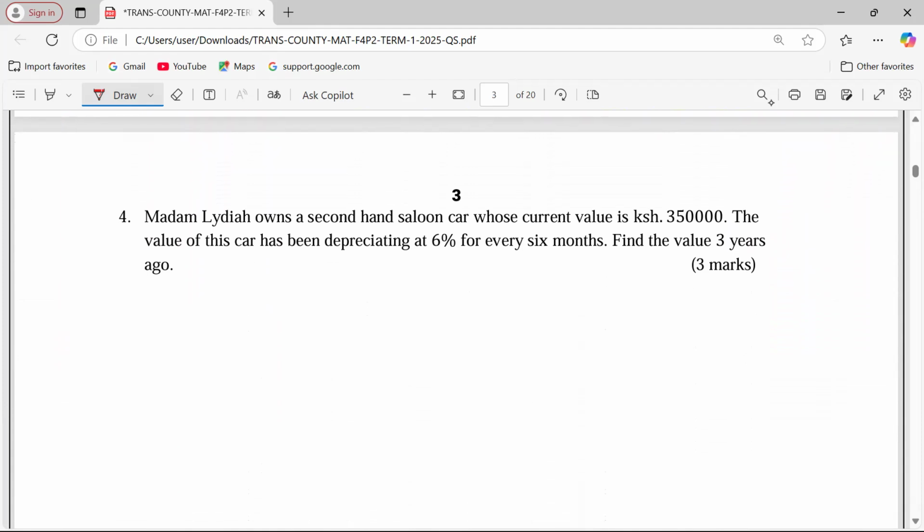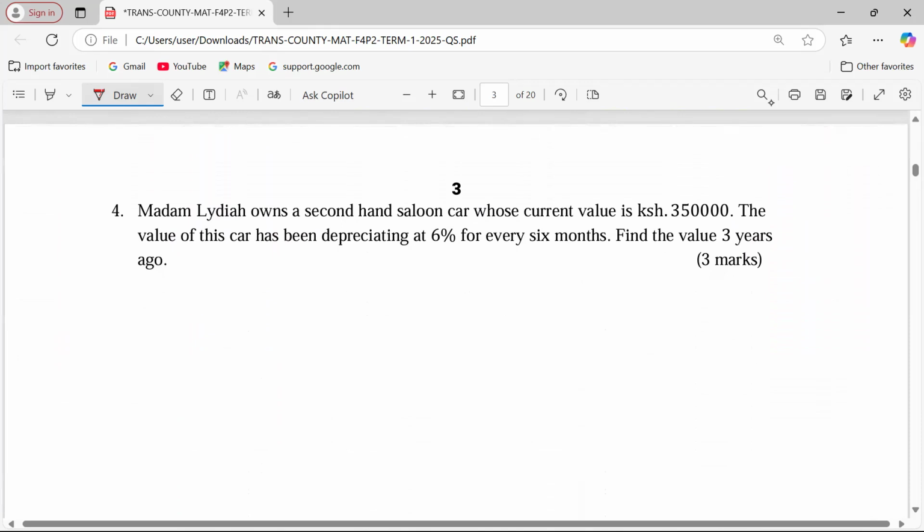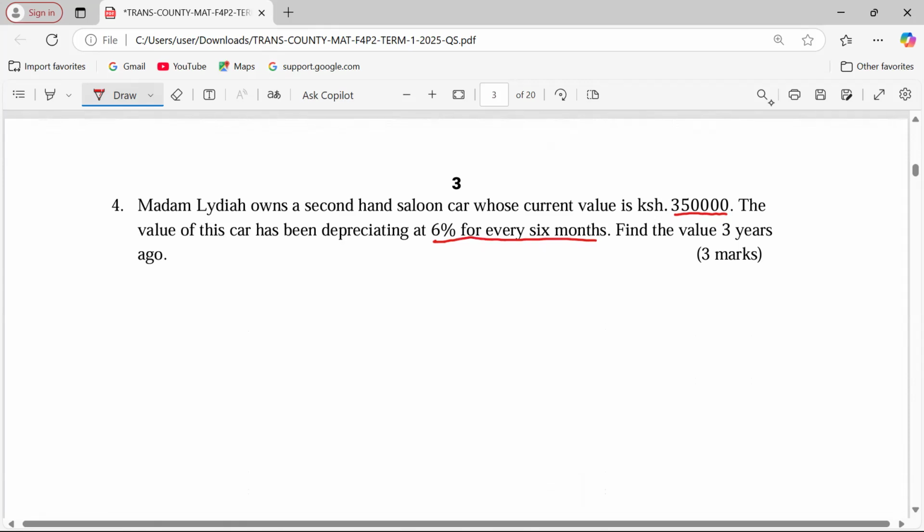Let's get to number 4. Madam Lydia owns a second-hand saloon car, whose current value is 350,000 Kenya shillings. The value of this car has been depreciating at 6% for every 6 months. Find the value of the car 3 years ago.